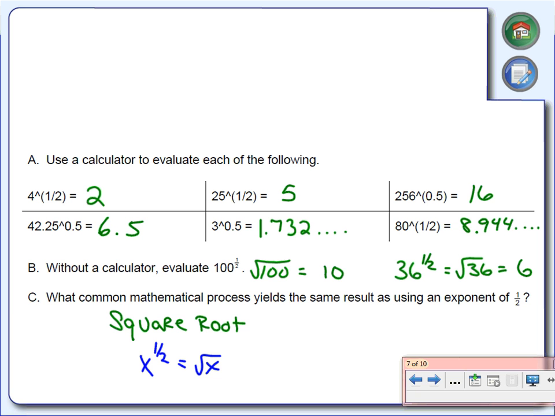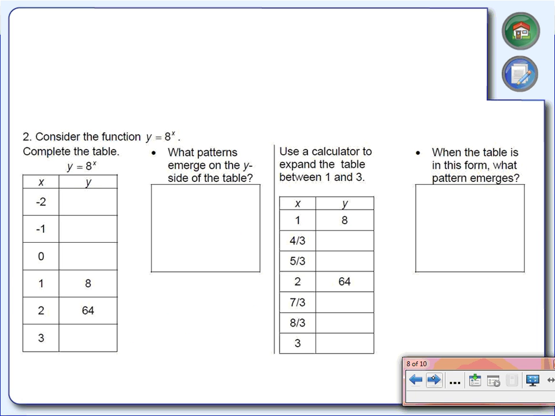All right, let's turn to the page. Take a look at the next one. A little bit different here. Number 2, this time we're going to consider the function y equals 8 raised to the x power. So let's go back to our y equals and change our function. Let's change that 9 to an 8. And let's fill out the table.